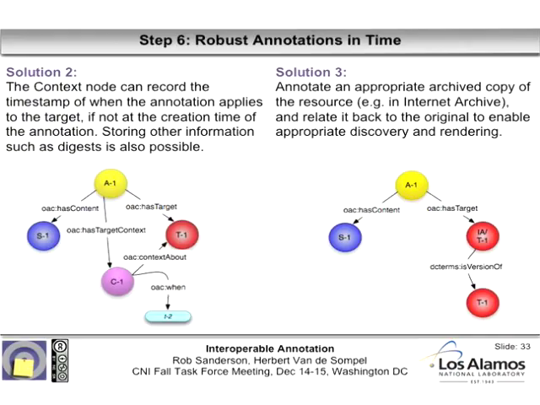So we go back to the context node, and we add another property called OAC when. This timestamp T2, different from the timestamp of the created date for the annotation, is when the target should be interpreted, the version of the target. So if you have, for example, a comment on multiple resources, you'd have different context nodes, each potentially with different OAC when properties. And then you're unambiguously stating, this is when I mean it to apply.